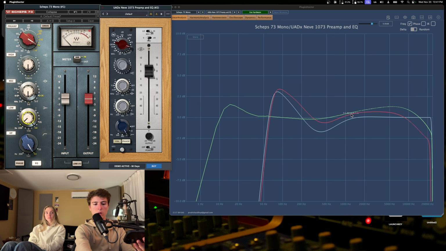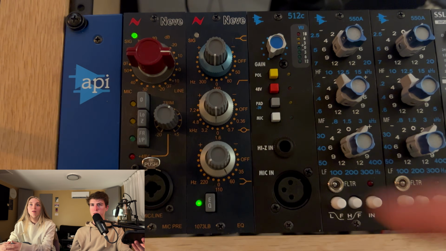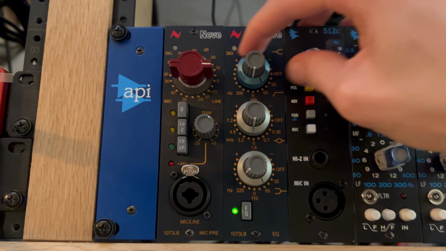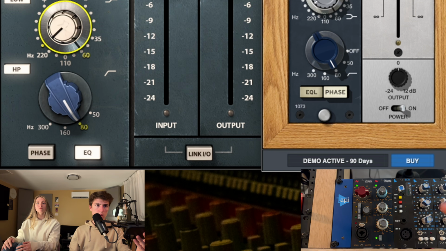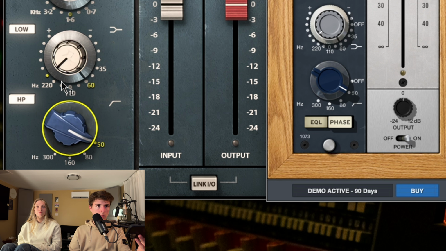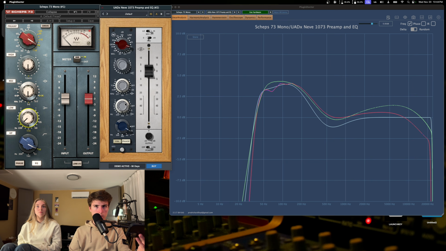Let's do hardware. 80. Boost, boost, boost. So they are pretty similar. Look at the UAD, actually. That's impressive. Let's do 50 hertz on the filter, and go to 110. It's a little more similar. Just a different version of the same thing. Again, the UAD looking a little better. Just a little better. What's the next thing we can do?